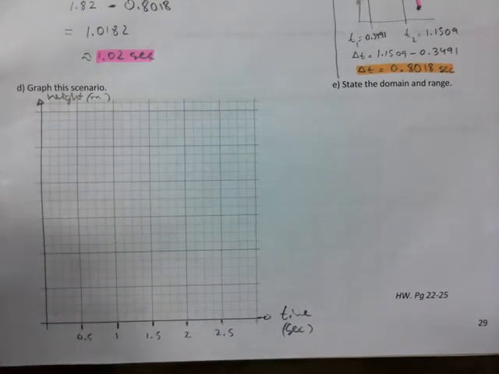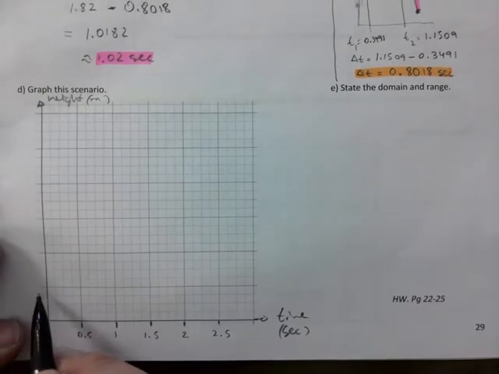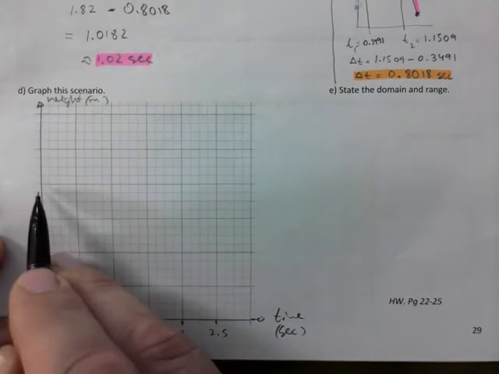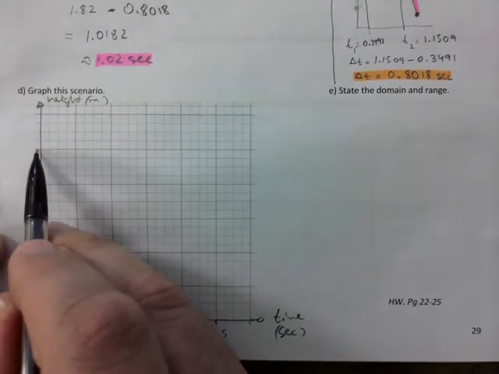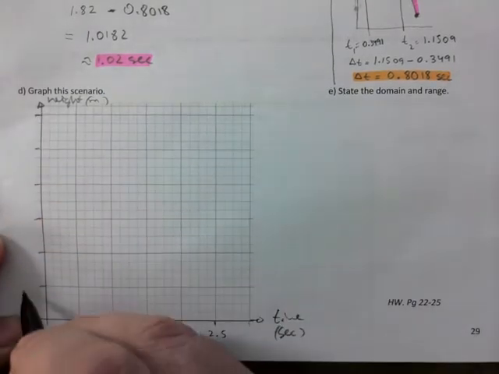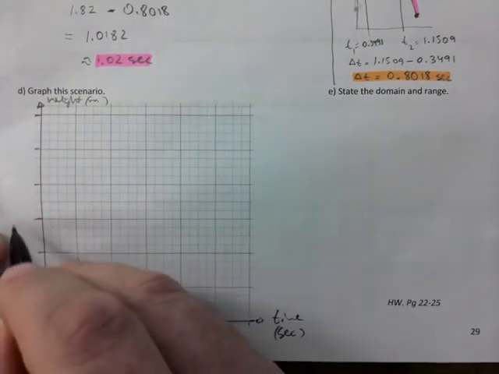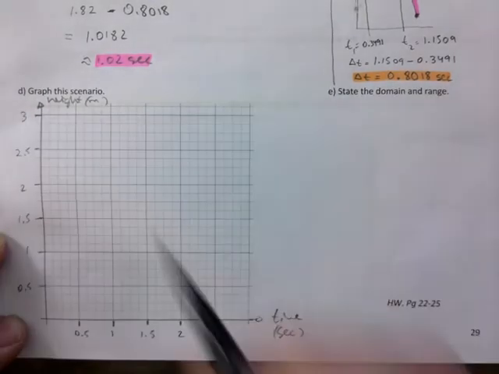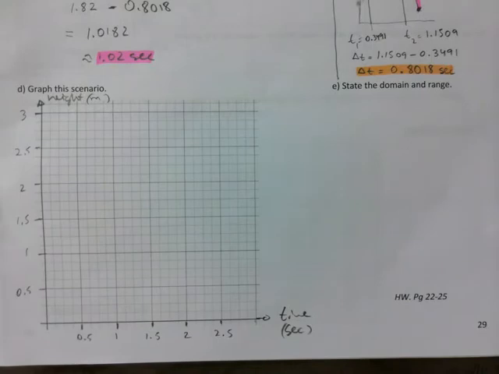And along the y-axis, what should I use there? I'm going all the way to 2.8. So if I go 0.5, 1, 1.5, 2, 2.5, 3, that works pretty good. So I'm going to go 0.5, 1, 1.5, 2, 2.5, 3. If you have a grid, try to use as much of it as you can.